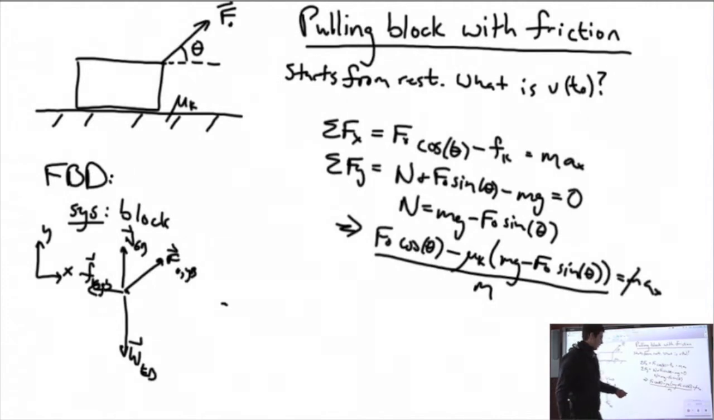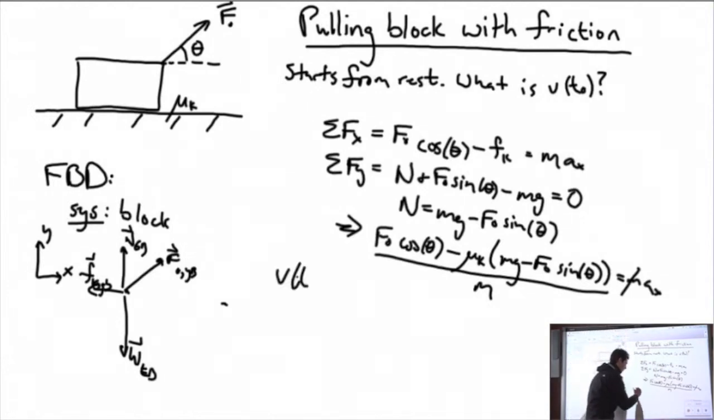Now I can clearly just divide by mass over here and end up with an expression for the acceleration. Now if I want to find the velocity from this, I know I have to take an integral, and I know I have to put something in the form of v of t equals v0 plus the integral from 0 to t of a of t dt.